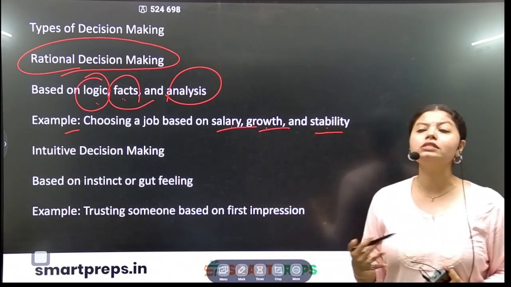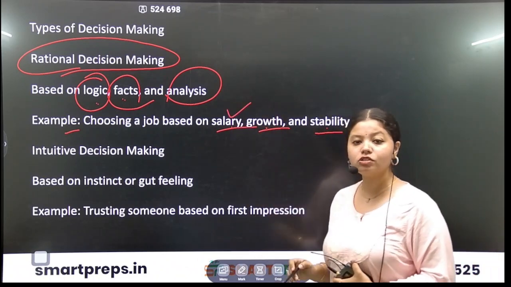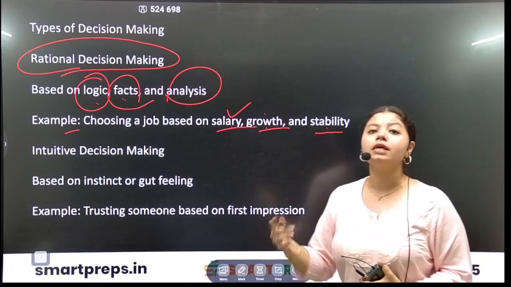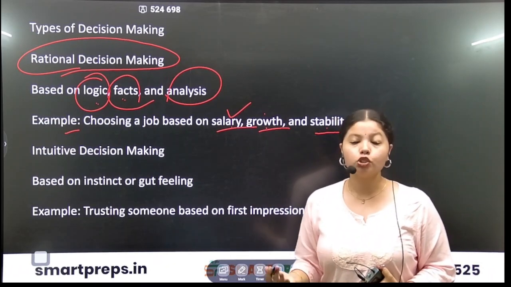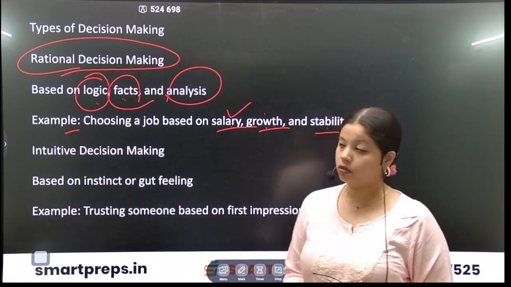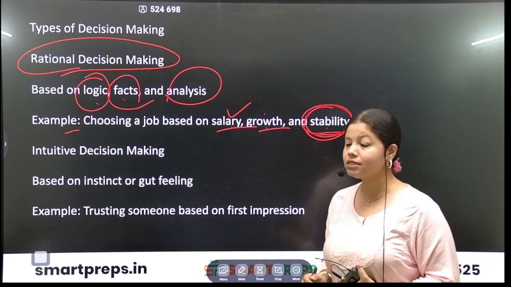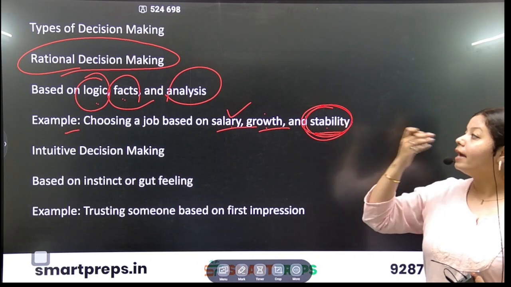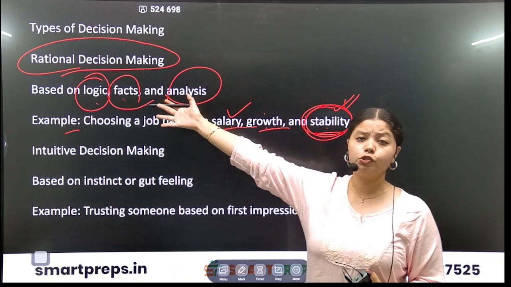While you choose a job among various options, you will always check what the salaries of these jobs are. You'll always check whether in these particular jobs you will have growth or whether your growth will be stagnant. So you will always choose that job which will give you growth. And you'll always be checking the stability in your job. So whether there is a stability factor or not is an important element while you take the decision of choosing that particular job.